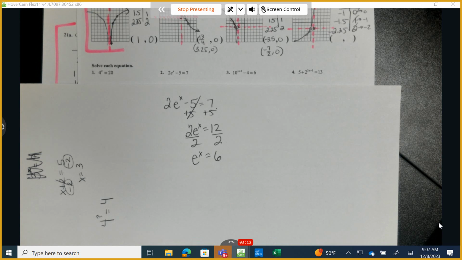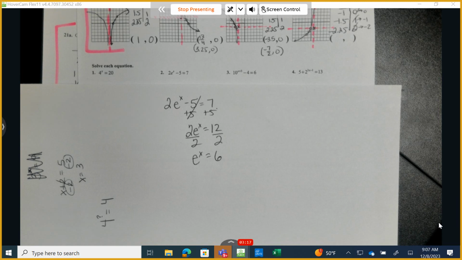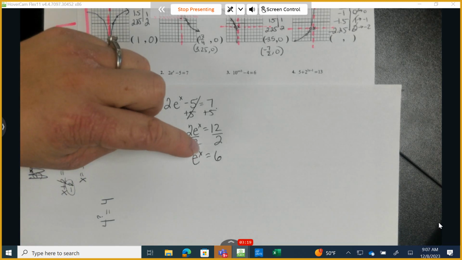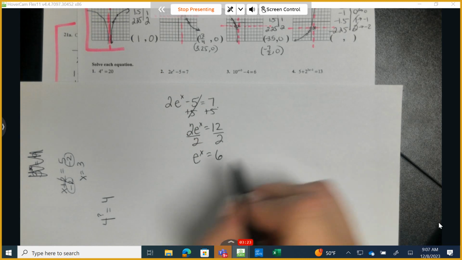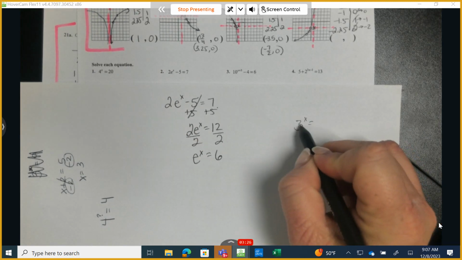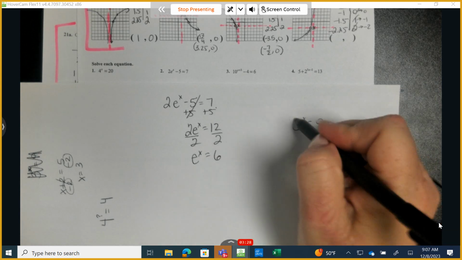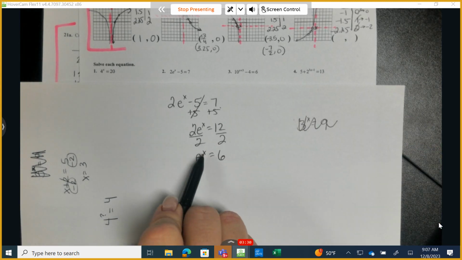And this is the reason we have logs. The reason we learn logs is that when we can't do basic math in our head in order to find this exact value, we need to use a log. If this again was 3 raised to the x equals 9, we know the answer is 2. That's not the case. So how do I solve for x?